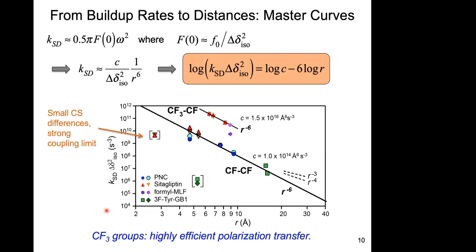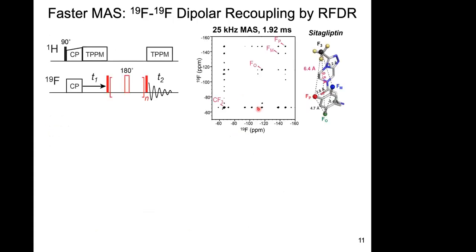So CF3 groups are very efficient for polarization transfer compared to CF to CF. In addition to the fact that the CF3 group intensity is high to begin with, the underlying polarization transfer is just faster. So that's what comes out of these phenomenological, or what I call master curves or calibration curves, for spin exchange involving fluorine. All right, so this is spin exchange by just relying on spin diffusion.